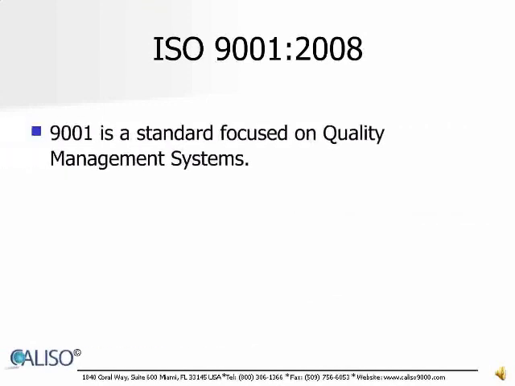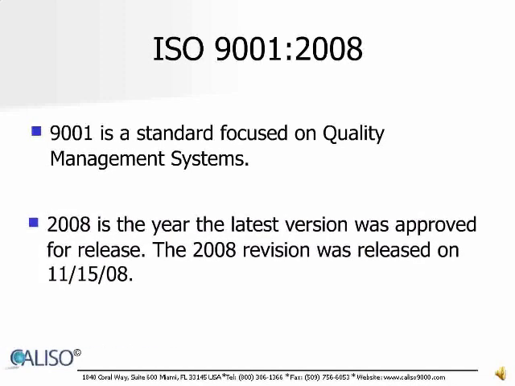The 9001 in ISO 9001-2008 is the document reference number for this particular standard, which defines the requirements for a quality management system. And I explain what that is a little later in this presentation. The 2008 refers to the revision of the standard, and the current version of the standard was released on November 15th of 2008.